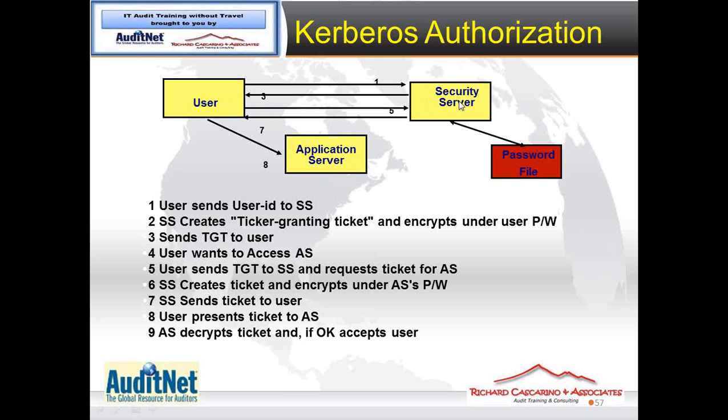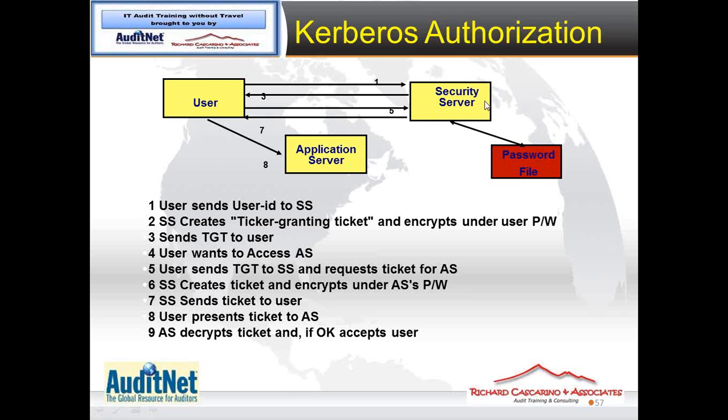The security server then creates what's called a ticket granting ticket, and it encrypts it using your password, and it sends that back to you. When you get it, you've got a list of things that you are now allowed to access. Oh look, there's the application server I want. So you now take that ticket granting ticket, which has been encrypted to you, so hopefully only you could see it, and you now send it back to the security server requesting a ticket for that specific application server.